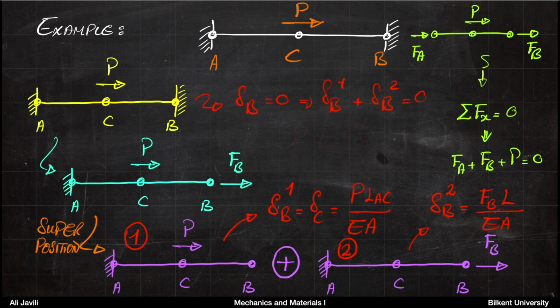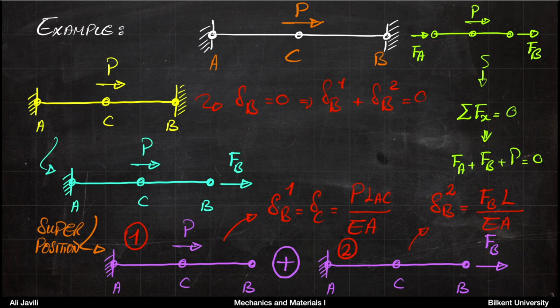Remember our formula is delta equals PL over EA. That's exactly what we do. So that's delta B from system 1. From the second system, delta B would be force FB times length, now it's the total length, divided by EA. Okay, so basically this is sort of what you have here.